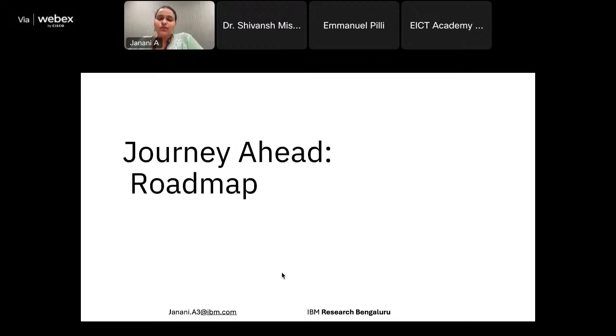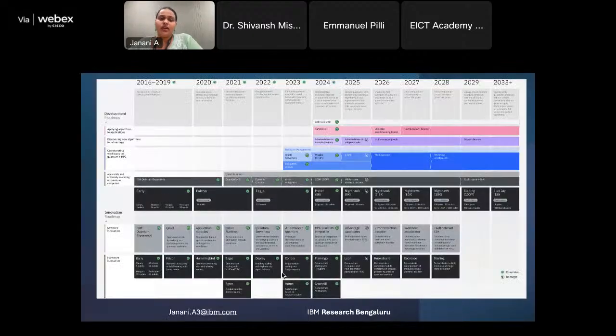Now let's look at the journey ahead in terms of the roadmap. The green tick marks show the systems which have been completed. Initially we only had the development roadmap, but recently we introduced another innovation roadmap. In research, as you try to develop things, you are going to run into some kind of roadblock, right? When you run into a roadblock, what do you need? You need some kind of innovation or out of the box thinking to support you to get through that roadblock. And that is the natural way the innovation roadmap came about.